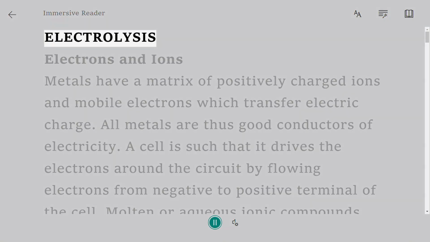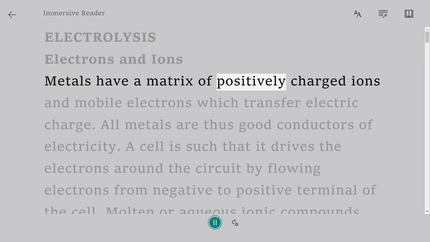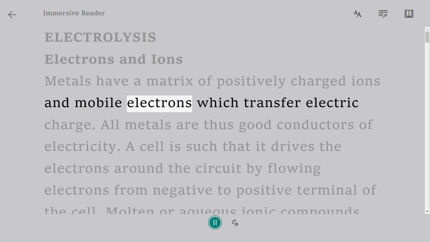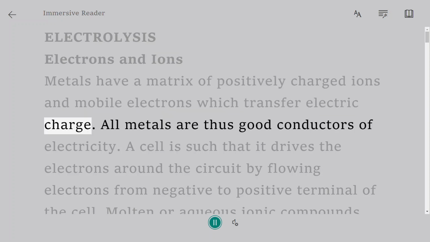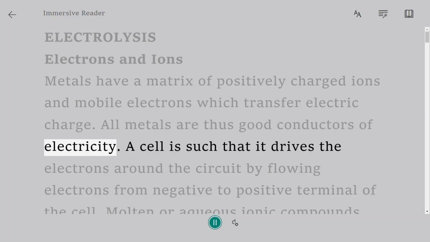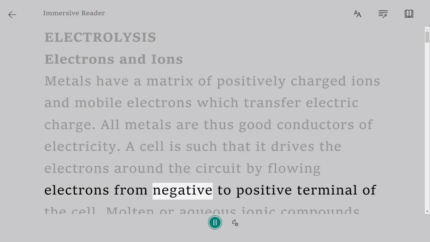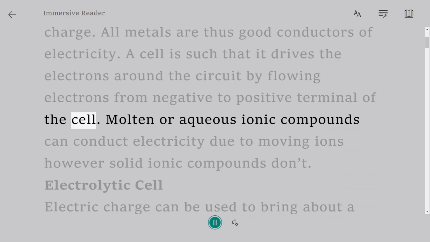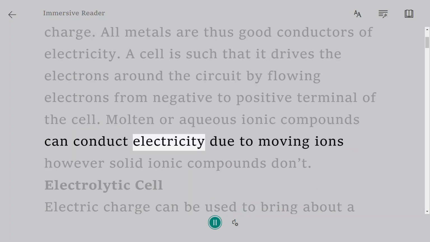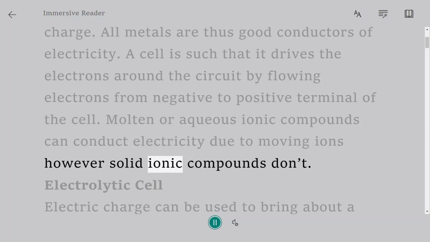Electrolysis. Electrons and ions. Metals have a matrix of positively charged ions and mobile electrons which transfer electric charge. All metals are thus good conductors of electricity. A cell drives the electrons around the circuit, flowing from the negative to the positive terminal of the cell. Molten or aqueous ionic compounds can conduct electricity due to moving ions, however solid ionic compounds don't.